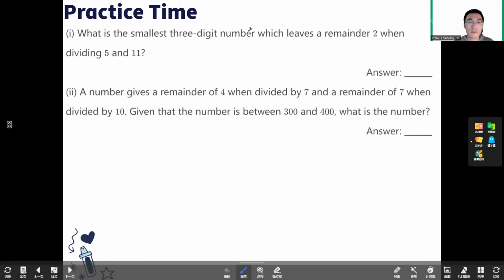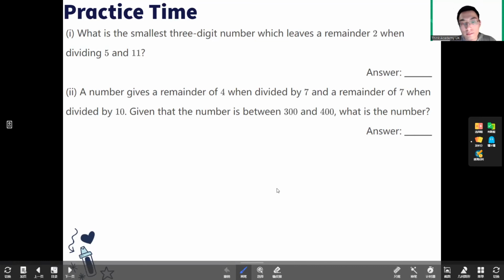Right, so let's have a look at the practice. What is the smallest 3-digit number which leaves a remainder of 2 when dividing 5 and 11? Okay, so think about it, everyone. While you're thinking, I'll also read the second question as well. A number gives a remainder of 4 when divided by 7, and a remainder of 7 when divided by 10. Given that the number is between 300 and 400, what is the number? So this is almost identical with the previous question. I'm sure you all know how to do it by now.